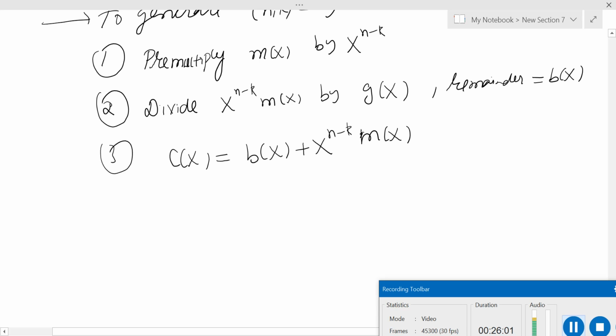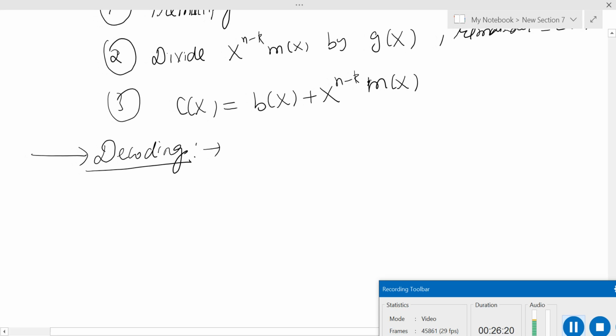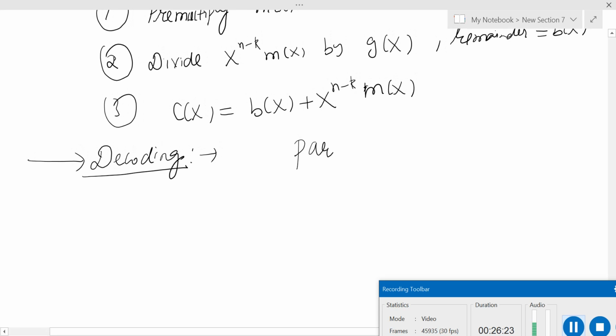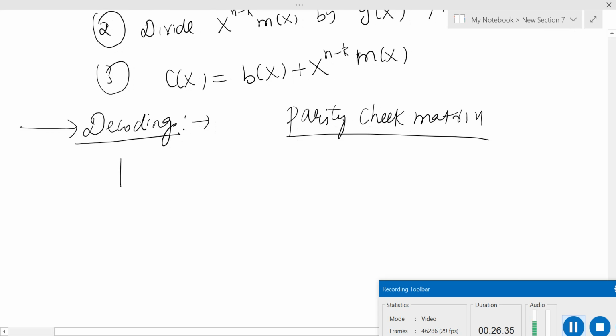Now there is a task of decoding. When you transmit the code word, you will receive some binary vector, and then you have to decode it. If you remember, with linear codes we were having a parity check matrix. In cyclic codes, equivalently, we have something called the parity check polynomial.